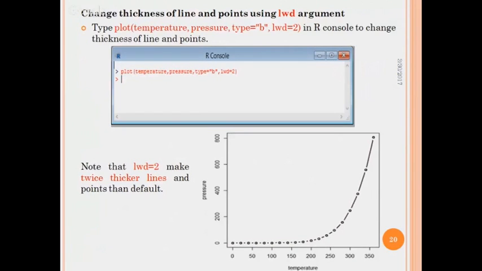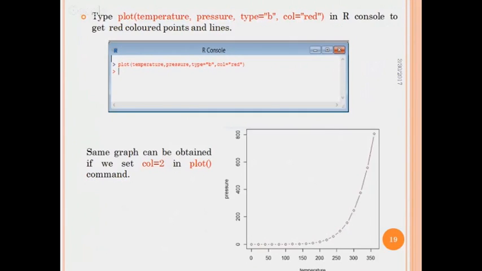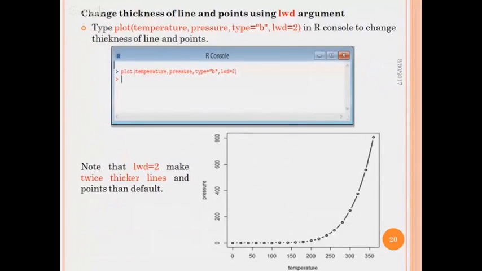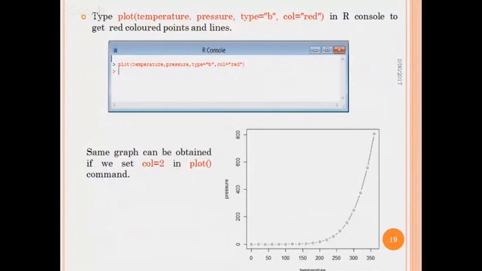So you can note down the example for this. Plot temperature, comma, pressure, type equals to, let's say, b. b means line as well as points, and col equals to red. Col equals to red means it will display your points and lines in this particular color.